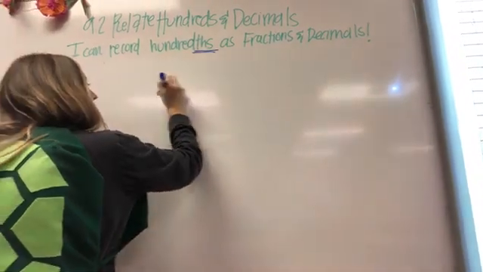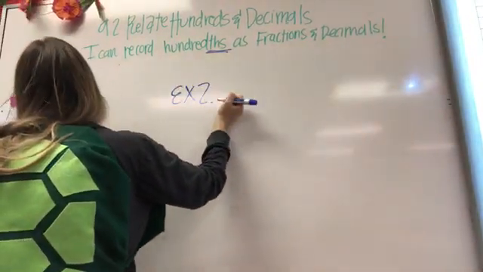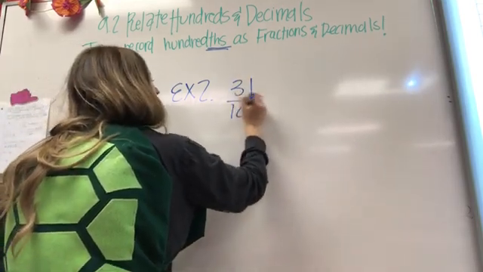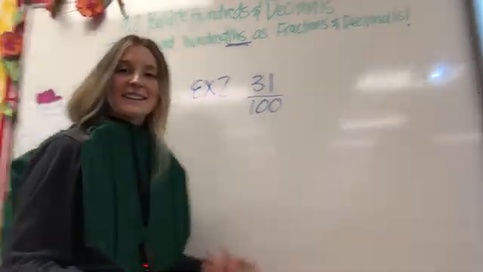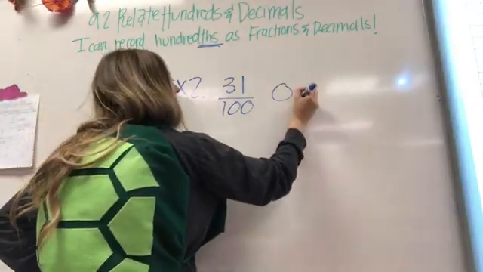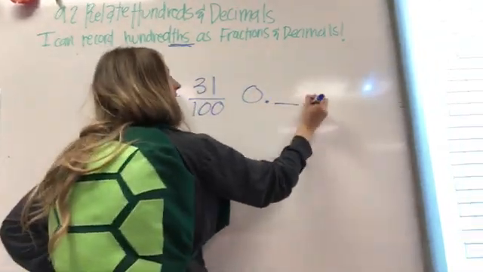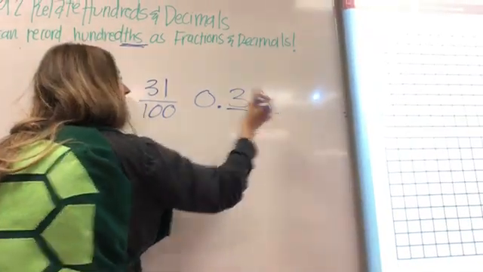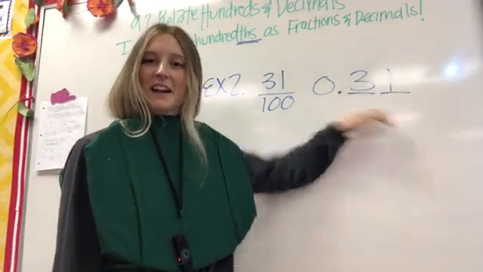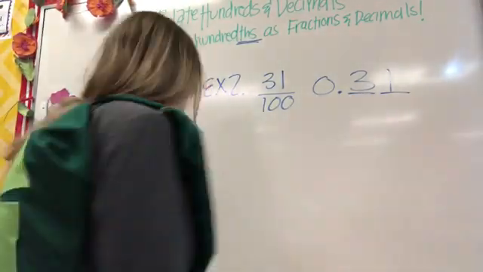So example number 2. If we have 31 over 100, how do we write this as a decimal? Well, there's no whole number, so we have 0 point, and you put this in the 100th place, 31 hundredths. So this 31 over 100 is the same thing as this 31 hundredths. How simple, we're just transferring, okay?